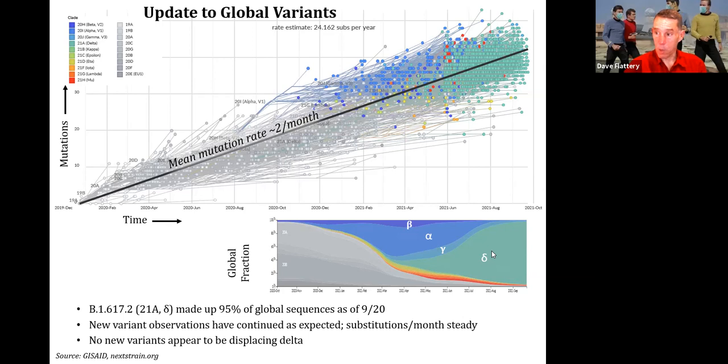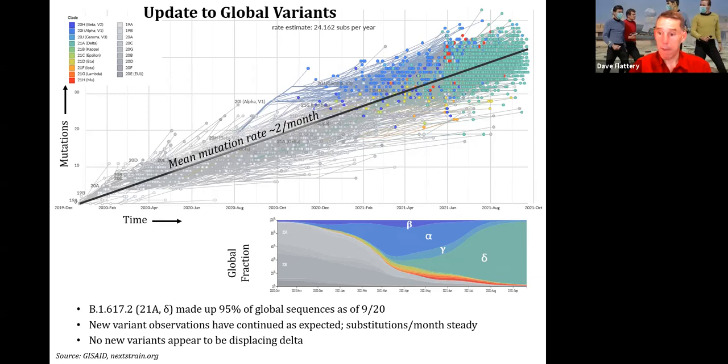If you look at the proportion of variants, you can see it also hasn't changed a whole lot from last month, except that Delta is now even more. So globally, 95% of the cases sequenced as of 9/20 are Delta. So it's clearly the dominant, almost exclusive form of the virus that everybody is seeing. It's not 95% in every country, and I'll show some graphs about that. But globally, when we say COVID now, we mean the Delta variant.